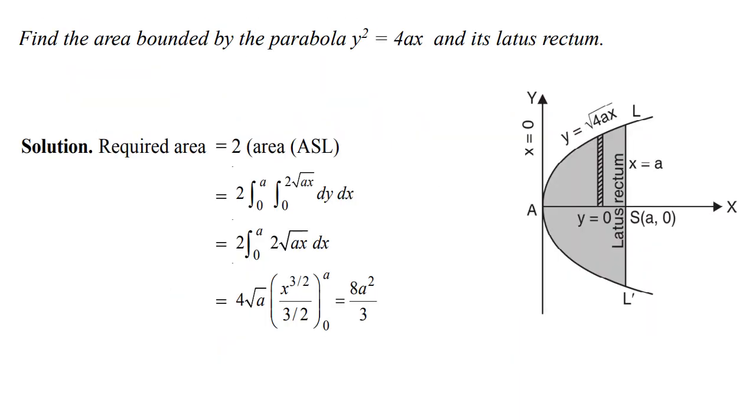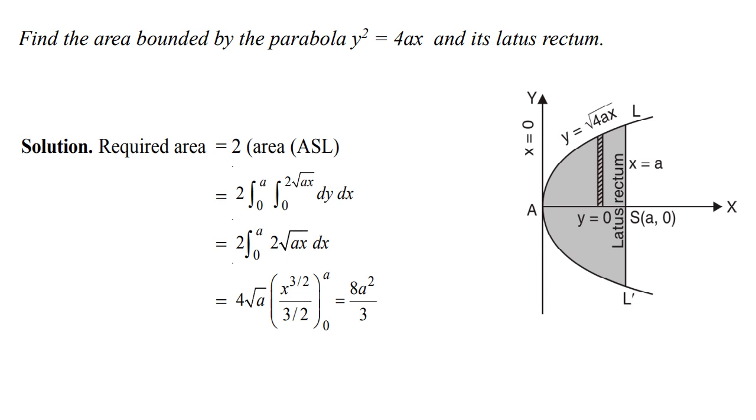Find the area bounded by the parabola y square equal to 4ax and its latus rectum. So as per the question, I have constructed a parabola and a latus rectum, and now we have to find the area bounded by this parabola and the latus rectum, that is the area ASL. Here L dash represents the latus rectum. So the required area that we have to find is nothing but 2 times the area ASL.